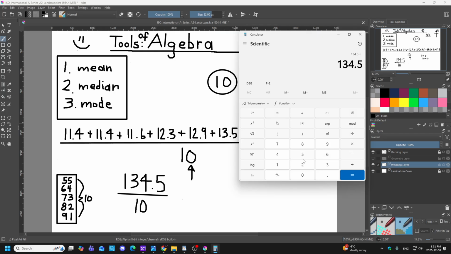134.5 divided by 10. It should move the decimal to the left one position.